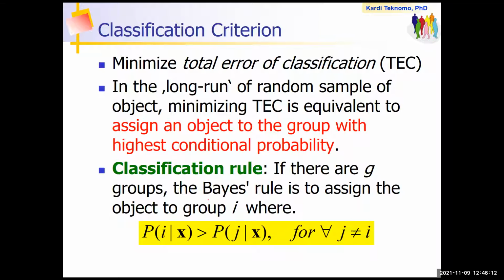So how are you going to calculate the LDA? This is what is inside. LDA works based on minimizing the total error of classification. That is equivalent to assigning an object to the group with the highest conditional probability. The classification rule is called Bayes rule: assign the object to group I, given your data X, if the conditional probability of group I is the largest among all groups.